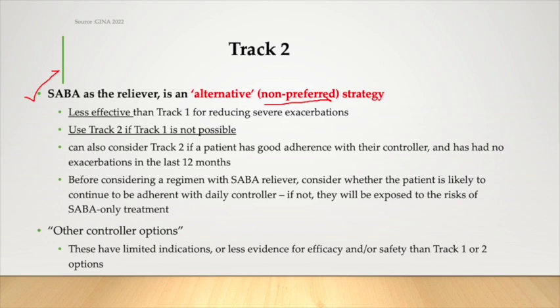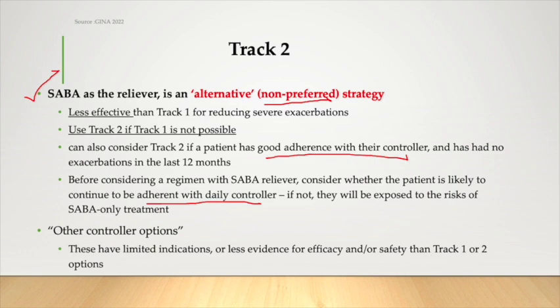So use track 2 only if track 1 is not possible, and also consider track 2 only if the patient is otherwise well acquainted with his controller, he knows how to use it, and he's very stable. He would rather not even require it. You're just mentioning it because you want to tell him about a reliever. Before we consider this regimen with a SABA reliever, please consider whether this patient will be adherent with the controller. He should not become over dependent on the SABA is the point to drive home.